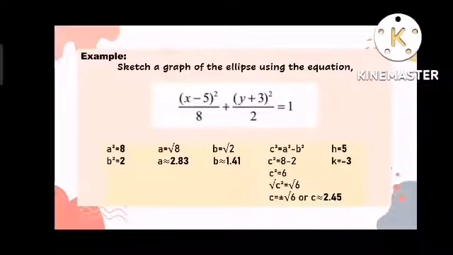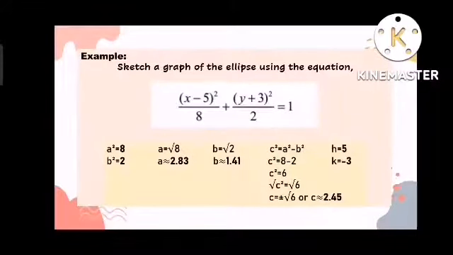Then, to get the value of c, we're going to use the formula c squared equals a squared minus b squared. So, c squared equals 8 minus 2. C squared equals 6. So, we're going to get the square root of c squared and the square root of 6. So, now we have c equals plus or minus square root of 6, or c is equal to 2.45.